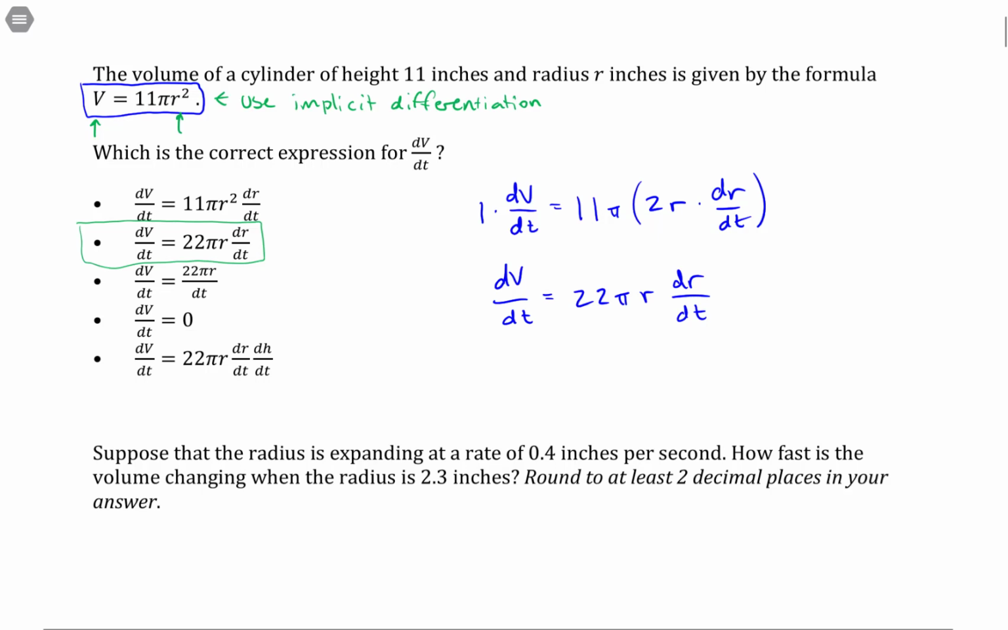Now, the next item here says, suppose that the radius is expanding at a rate of 0.4 inches per second. How fast is the volume changing when the radius is 2.3 inches? Round to at least 2 decimal places in your answer. Well, you might be thinking to yourself, how in the world can you have a cylinder that changes size? Well, honestly, I don't know. It's probably not made of metal because that would be kind of difficult to have an expanding metal unless it was, I don't know, being heated or something.